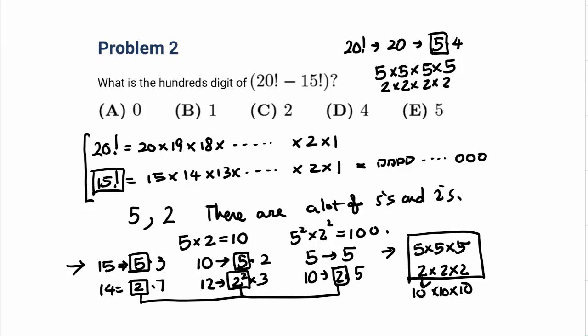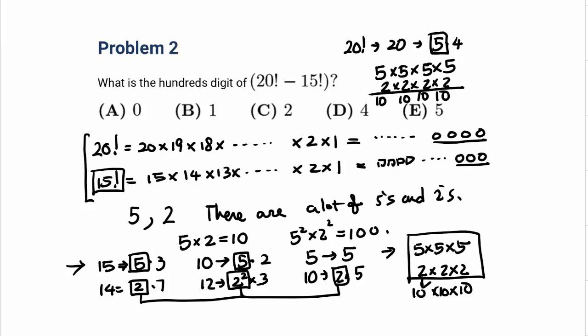When you take a look up here, each pair is 10, 10, 10, 10. So we can see 20 factorial is some number ending with four 0s, and 15 factorial ends with three 0s.